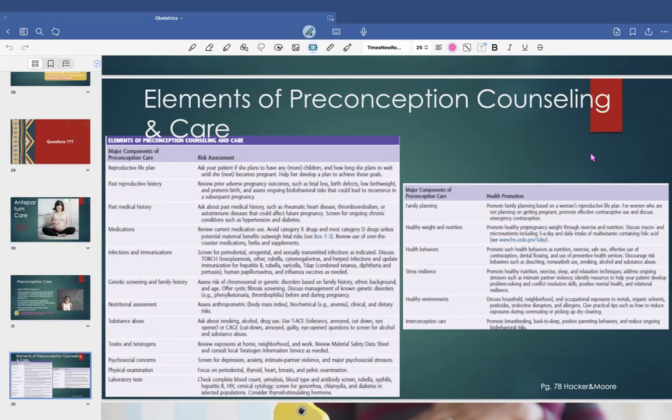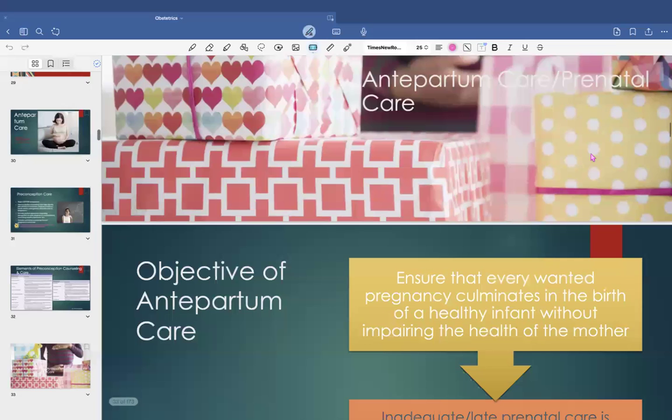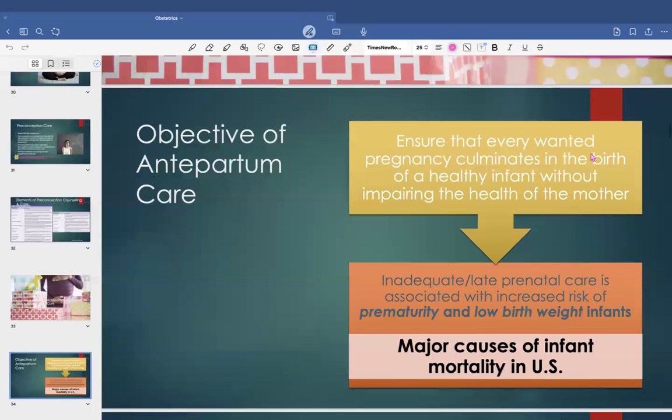The objective of antepartum or prenatal care is to ensure that every wanted pregnancy culminates in the birth of a healthy infant without impairing the health of the mother. Inadequate or late prenatal care is associated with the risk of prematurity and low birth weight infants, which is a major cause of infant mortality in the U.S. That is our objective when we do our prenatal care.